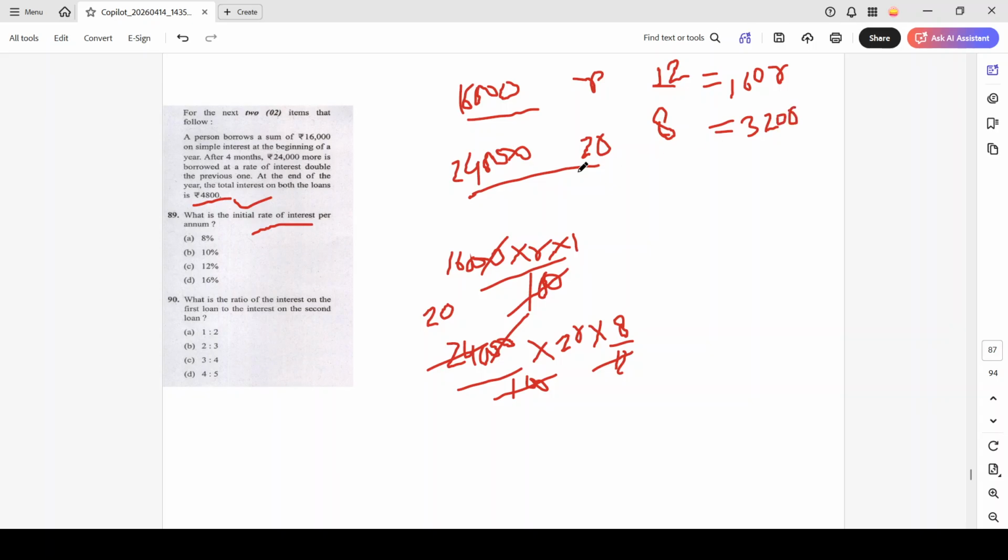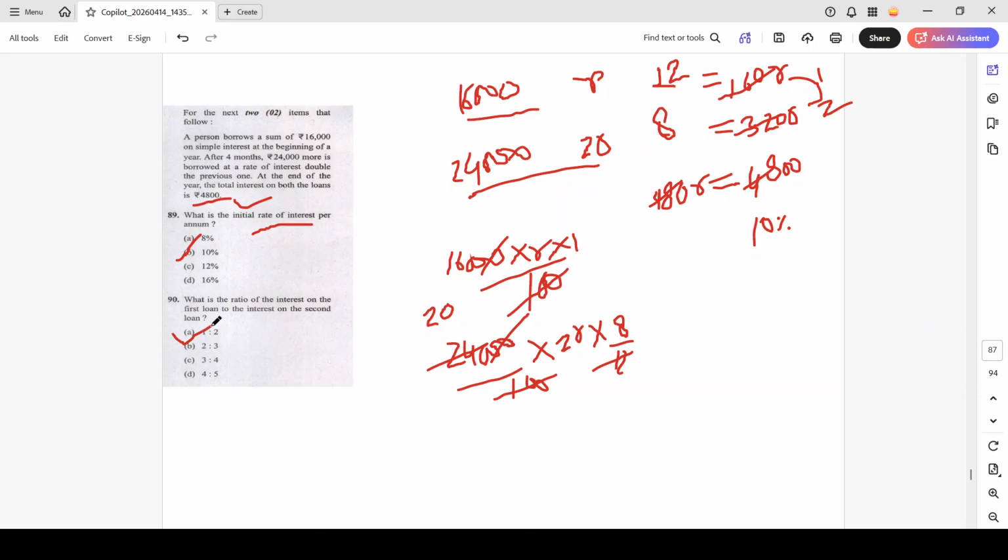So what is the value of 4800? The sum of these two, that means 480 r is equal to 4800. That means the rate is 10%. If I cut 4800 with 480, r is equal to 10%. What is the ratio of interest on the first loan and the second? That means 1:2.